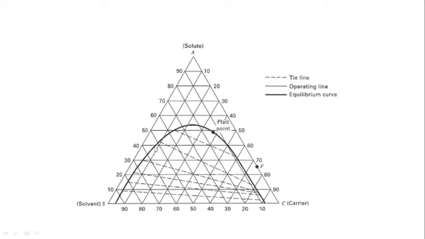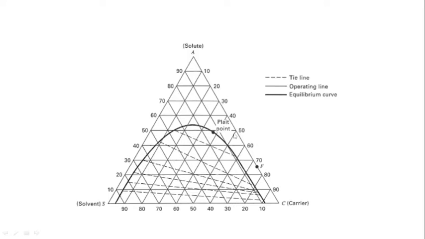Then we can draw a line through the extract point and raffinate point, passing through the mixture point, obtained by solving S plus F into X mixture equal to solvent flow rate S. So this line joining the extract point and raffinate point, which passes through the mixture point, is drawn.